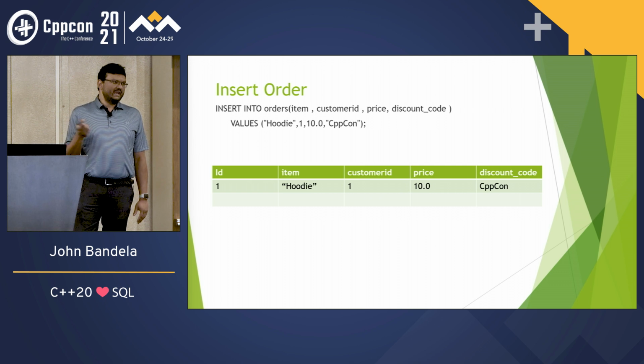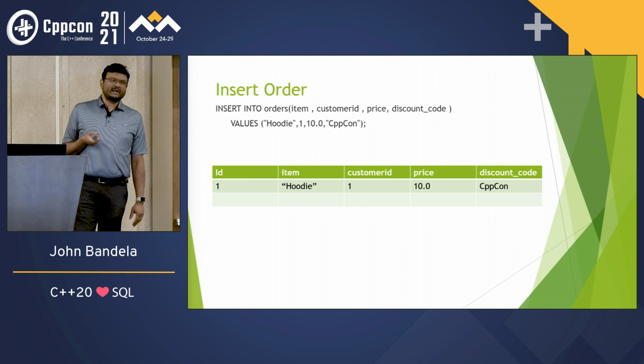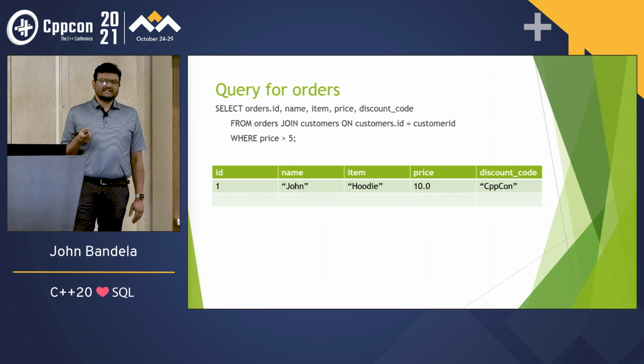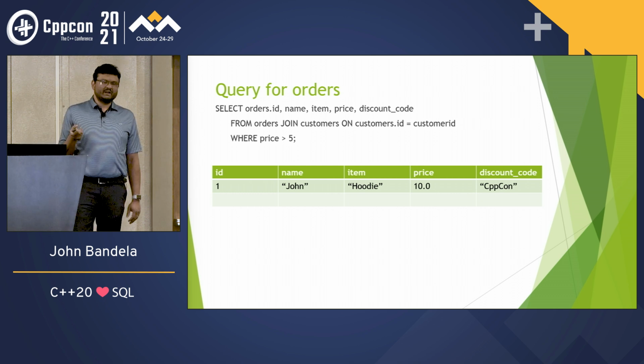And then we can say, hey, let's say I ordered a hoodie at CppCon, right? So, hey, I ordered a hoodie for $10, I'm customer ID 1, and I have a hoodie. And then I can query: give me all the orders where the price was greater than 5. So it'll come back and say, hey, John ordered a hoodie with discount code CppCon for $10.